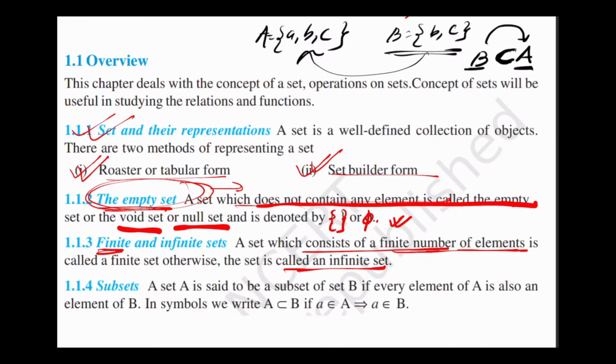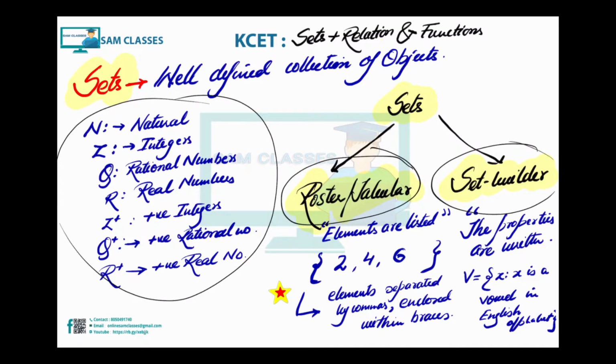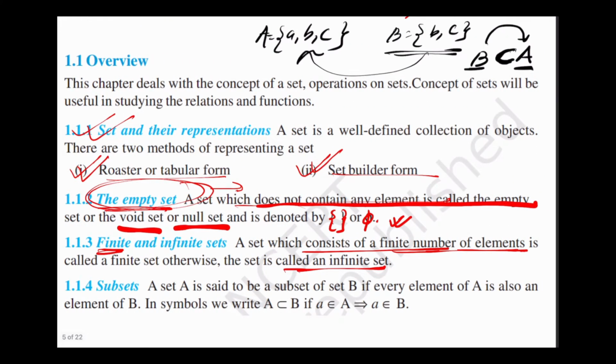Again, let's recap it. What did we learn? We learned what is a set, a collection of well-defined objects. The word well-defined was very important. Next, we learned about the different notations for natural numbers, rational numbers, integers, positive and negative rational numbers. Then we learned the two different ways of writing sets: one was roster, one was the set builder form. After that, we learned what is an empty set, having no elements, also called void or null set.